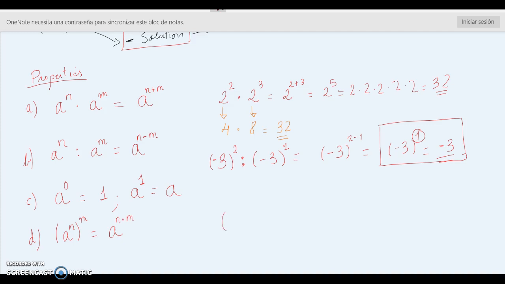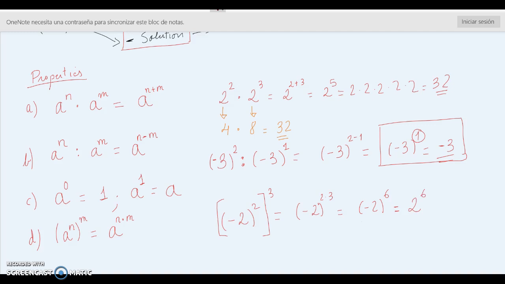Let's see an example. Minus 2 to the power of 2. I'm going to make square brackets now, and to the power of 3. This is the same as minus 2 to the power of 2 times 3. So minus 2 to the power of 6. This power, minus 2 to the power of 6, is the same as 2 to the power of 6.